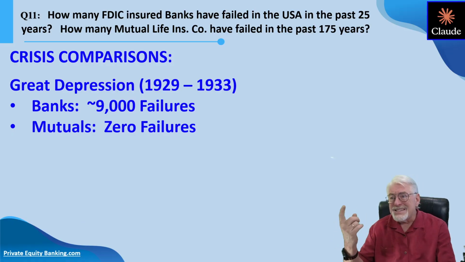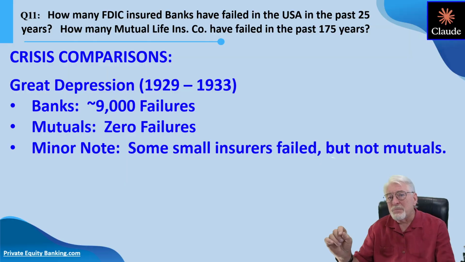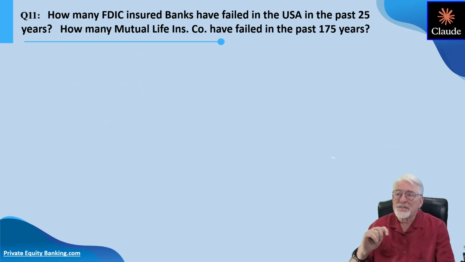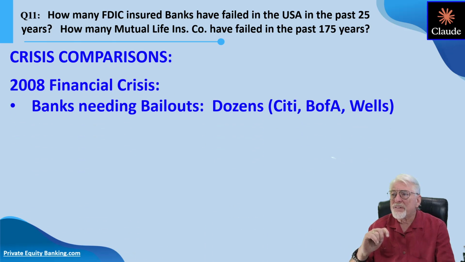So the mutuals had 0 failures during the Great Depression. Minor note, some small insurers failed, but not the mutuals. So again, they're finding evidence that some insurance companies failed, but not the mutual insurance companies. And once again, I have never in 10 years put a single client into a policy that was a stock-based company. Again, from Claude, crisis comparison, 2008 financial crisis.